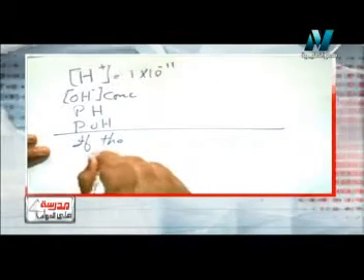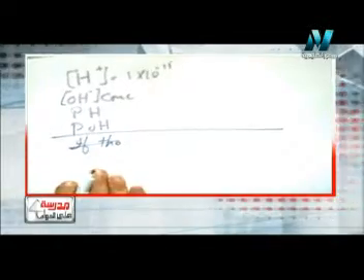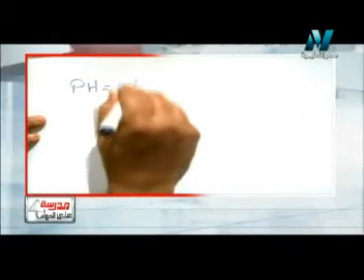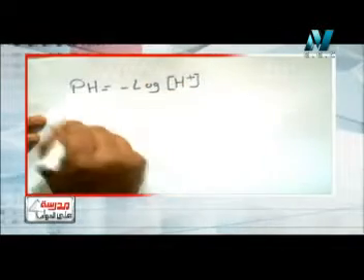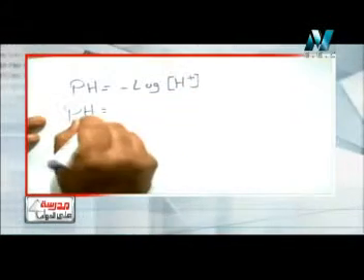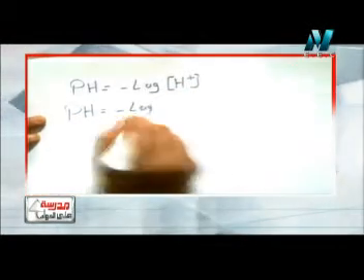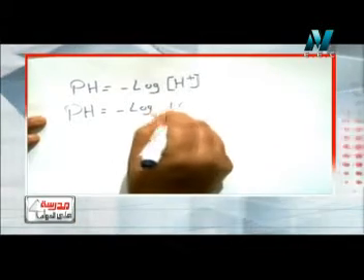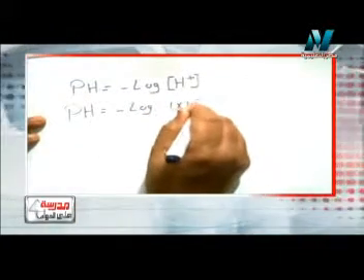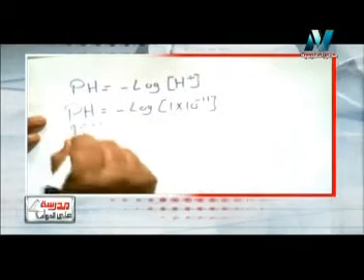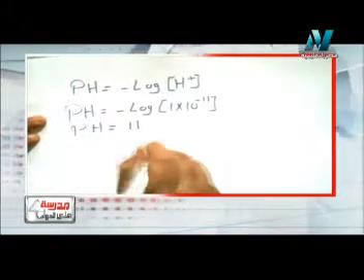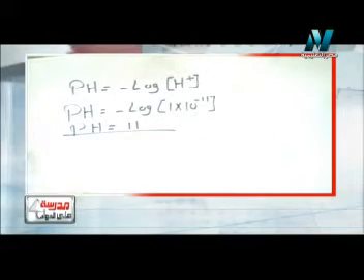Another problem. Okay, let's start this. I know that pH equals negative log concentration of hydrogen ion. So pH equals negative log. Here the concentration of hydrogen equals 1 times 10 to the power negative 11. So pH equals 11.